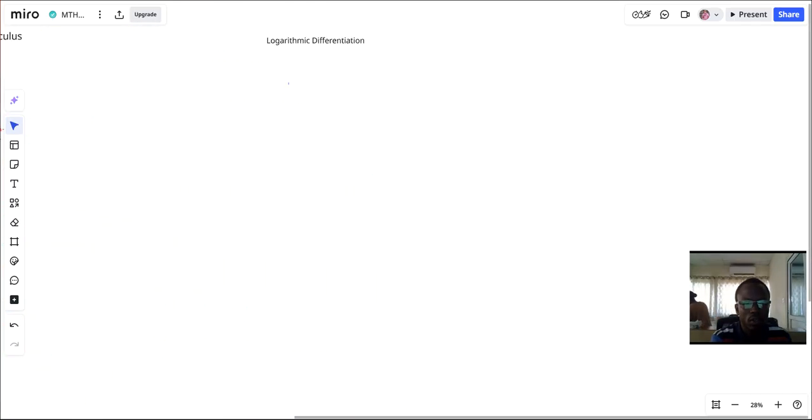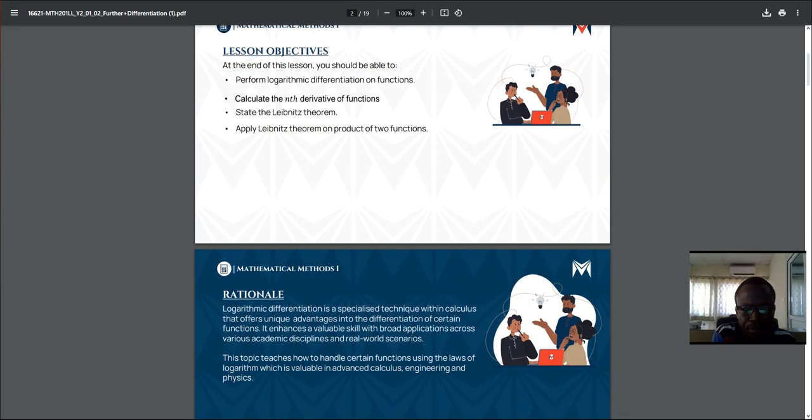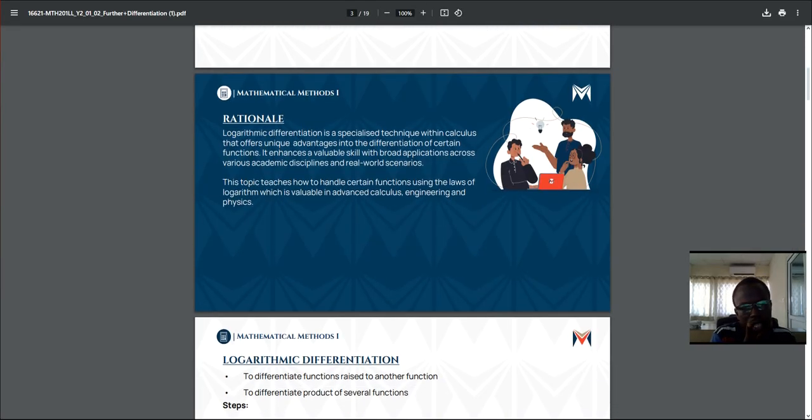So let's go back to where we are. Logarithmic differentiation. Okay, logarithmic differentiation, as in the handout. They say logarithmic differentiation is a specialized technique within calculus that offers a unique advantage in the differentiation of certain functions.